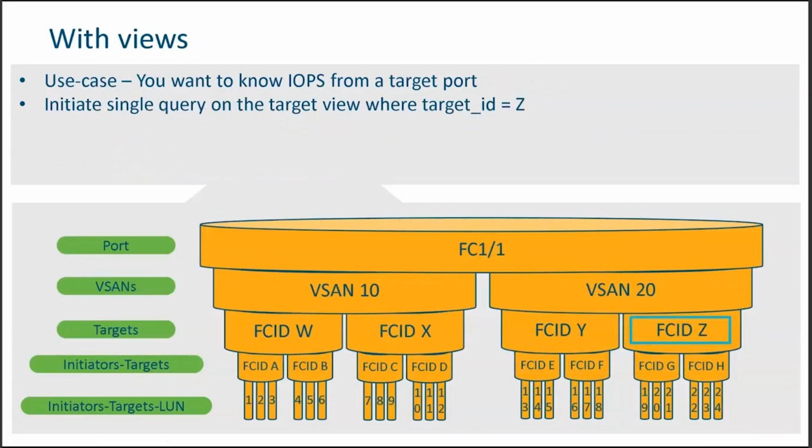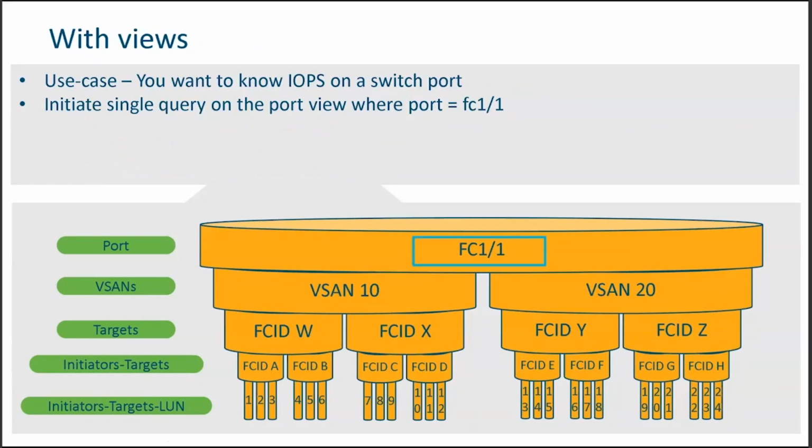Okay, so this is the value of having different views. We have 13 such views. Just like target ID, let's say you want to know the IOPS of a port or throughput of a port, or let's say you want to compare the response times on two target ports on the same storage array, and one is significantly higher than the other one. That can be a valid use case. So to find the metrics at a port level, you use a port view. And this hierarchy is totally maintained within the NPU DB.